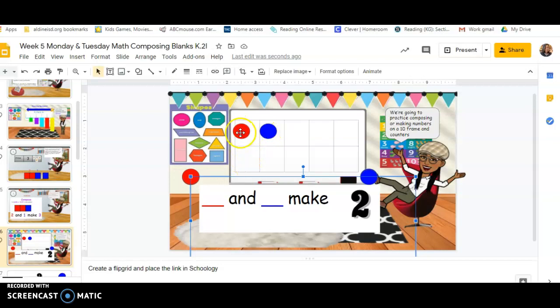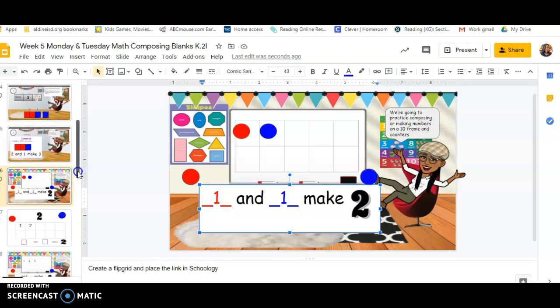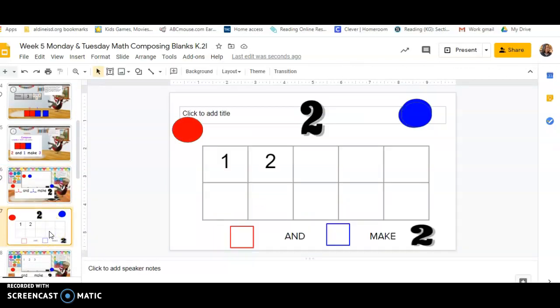Okay, so now I'm going to see how many red counters I have. I have 1 red counter, and now I'm going to look at how many blue counters I have, and I have 1 blue counter. So I know that 1 because I have 1 red counter and 1 because I have 1 blue counter make 2. Okay, 1, 2. Can you see that? Great, great.